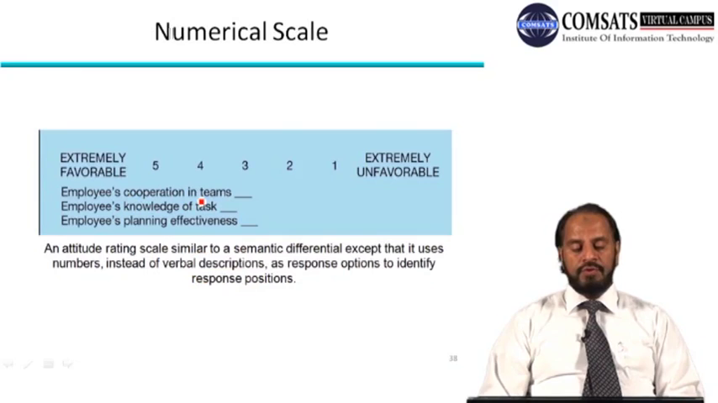Numerical scales could also be used. Again, instead of the verbal description, you use extremely favorable to extremely unfavorable, but in between you have numbers which indicate the intensity. So the attitude scale is similar to the semantic scale, except that they use numbers. Here, instead of a line drawn, you've given numbers.